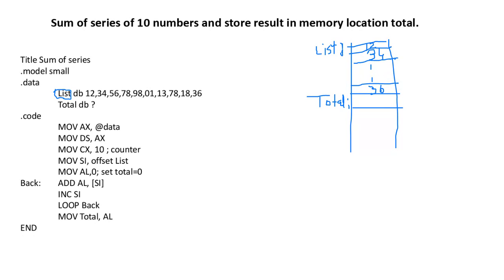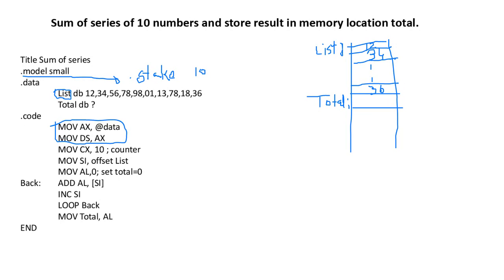Also, I said that we have to assign the dot stack segment. If we avoid it, it will show some error. So you can declare dot stack with some memory location, like 60 or 10, assigned as a stack. And total db question mark. Question mark means it is empty, without initialization. Now under dot code we write these two lines to initialize the data segment. It is the same everywhere.